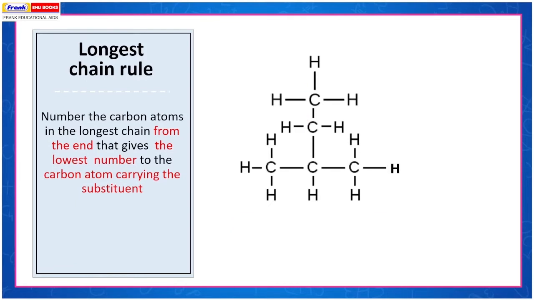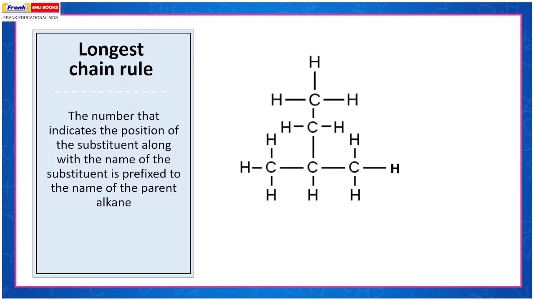In the figure shown, if the carbon atoms are named as follows, we observe that branching occurs on carbon number 3, that is, the substituted carbon is number 3 carbon, which makes our nomenclature false because the substituted carbon should attain the least numbering. The number that indicates the position of the substituent along with the name of the substituent is prefixed to the name of the parent alkane.